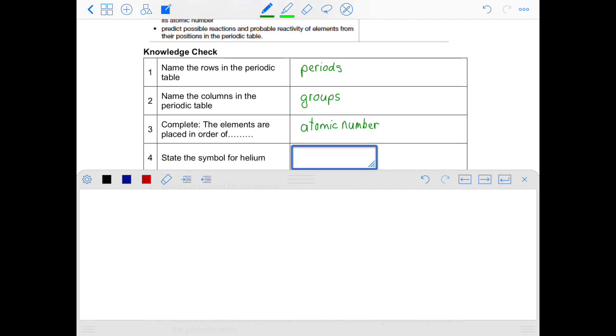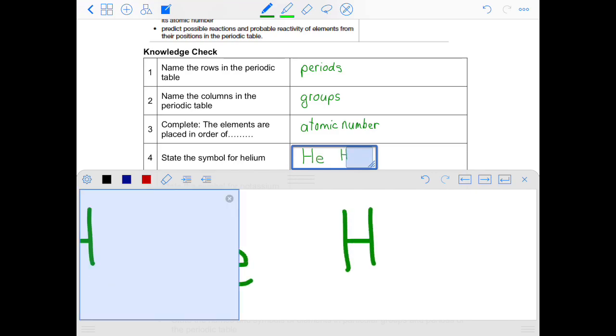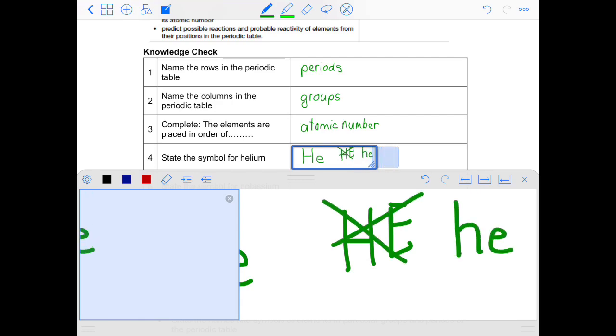The symbol for helium, here you need to be careful again, because remember it's a capital H and a lowercase e. If you've done it capital H, capital E, it will be incorrect, or if you've done it lowercase h, lowercase e, it is also incorrect. We need that one capital and then the lowercase.